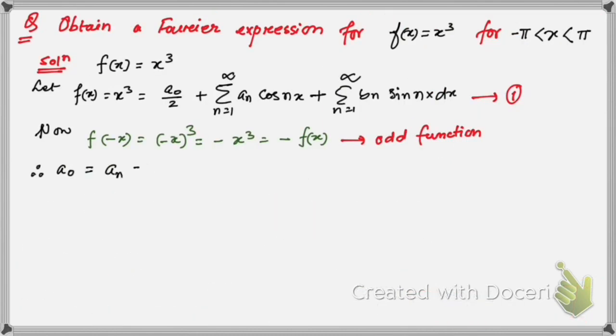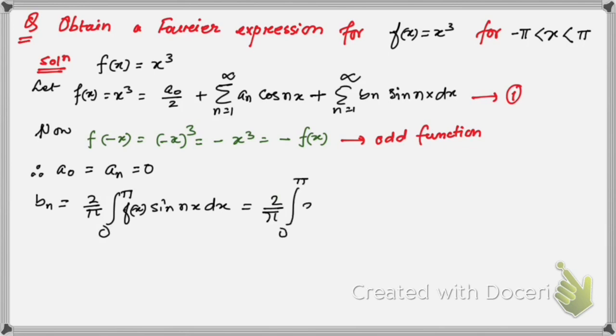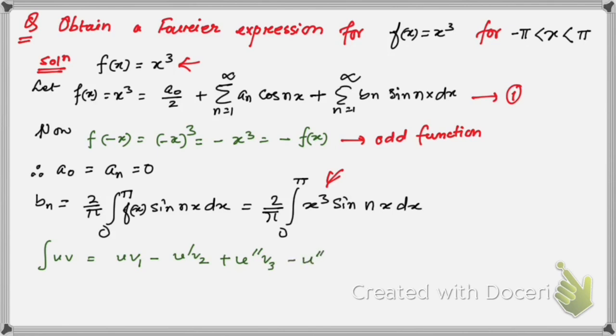So b_n will be equal to this, since a_0 and a_n are 0. b_n is the integral of f of x sin nx dx. So again we're going to put f of x, that is x cube here. In this case f of x is x cube, right? So x cube sin nx. Now we will integrate applying this rule.